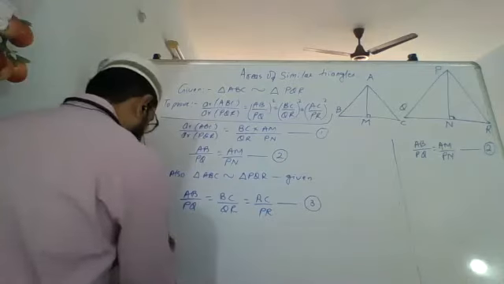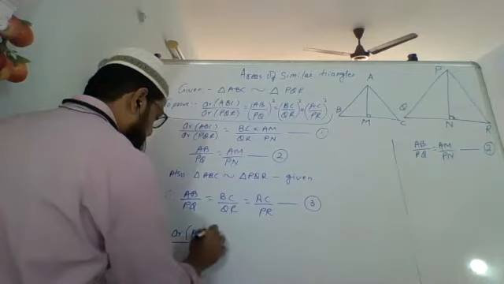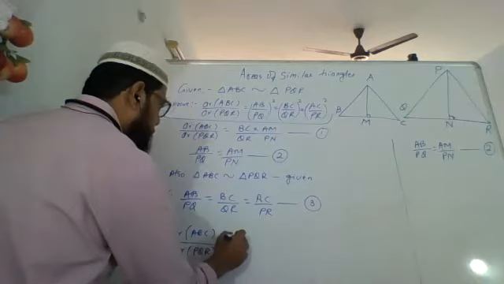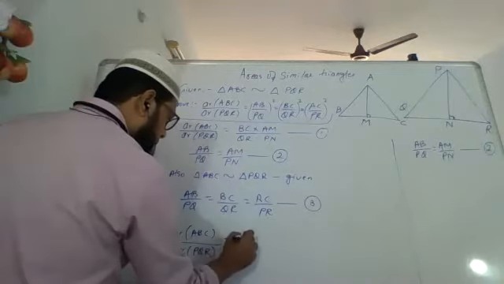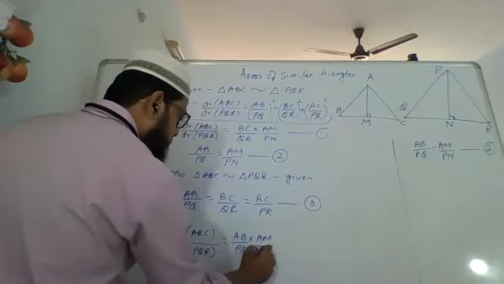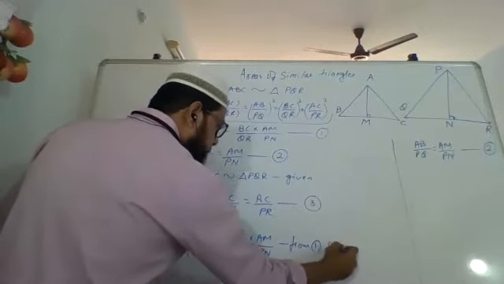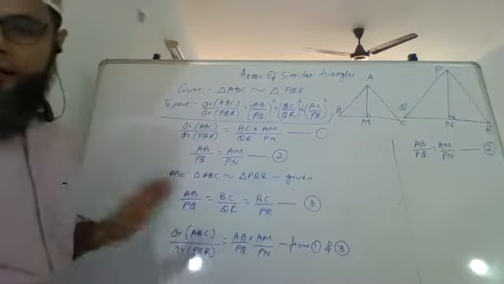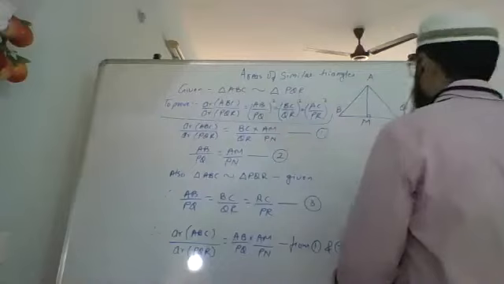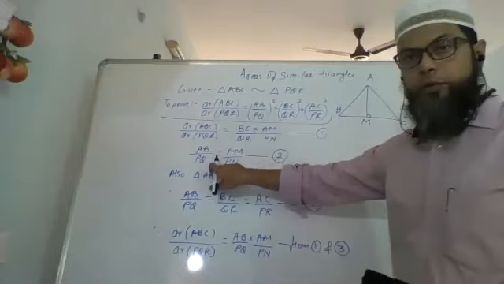Okay, therefore area ABC upon area PQR equals, in place of BC upon QR, I am writing AB upon PQ into AM upon PN, from 1 and 3. Now, what is AM upon PN equal to? AM into PN upon PN is also AB upon PQ.